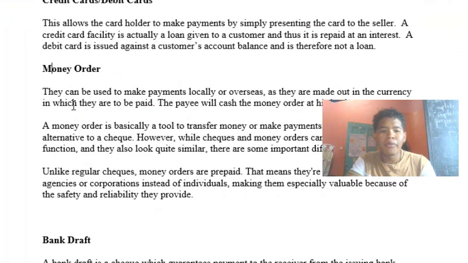Let's look at a money order. This can be used to make payments locally or overseas, as they are made out in the currency in which they are to be paid. The payee will cash the money order at his bank. A money order is basically a tool to transfer money or make payments. Think of it as an alternative check.